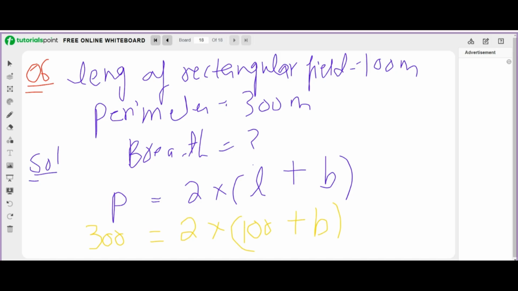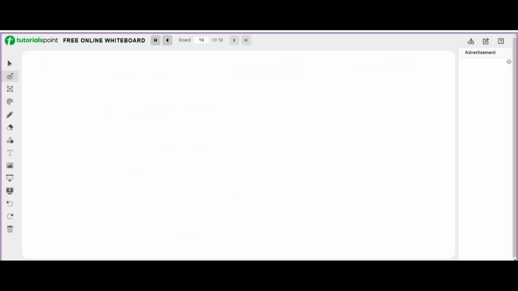No, that 2 is multiplying with the bracket, and when it goes to the other side, it will divide the 300. 300 is divided by 2. It will be 100 plus B. And what will be the answer here, Arya? Yes, 300 divided by 2 is 150, equal to 100 plus B.